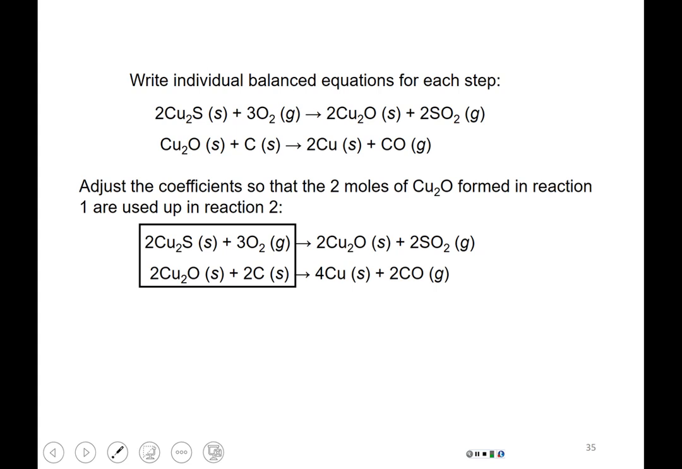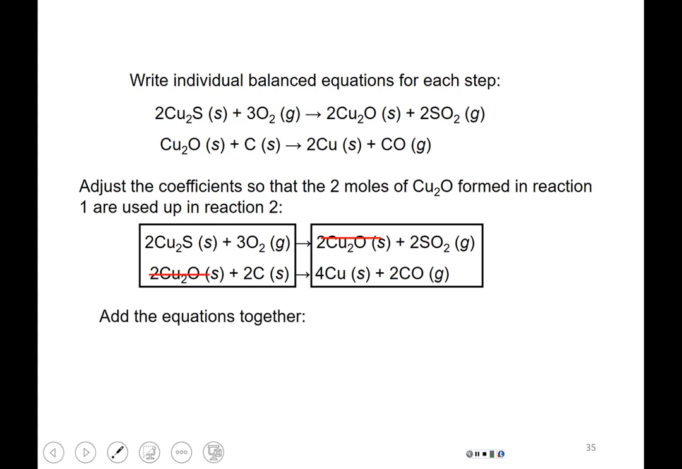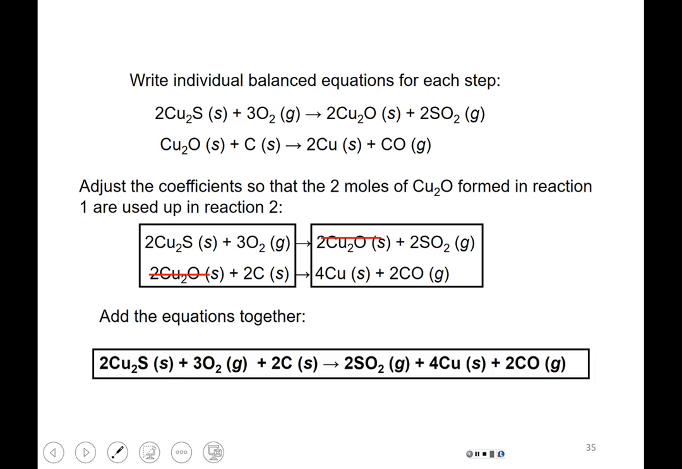Oh, sorry, first we're balancing. All right. So we balance the equations. We look on each side of the arrow and we see that this copper oxide is on both sides. So we can cross that out, right? That was the only compound that was on both sides of the arrow. So then we add up everything else. All the reactants are added together, all the products are added together, and we get the final balanced equation for the overall two-step process. And that's shown here.